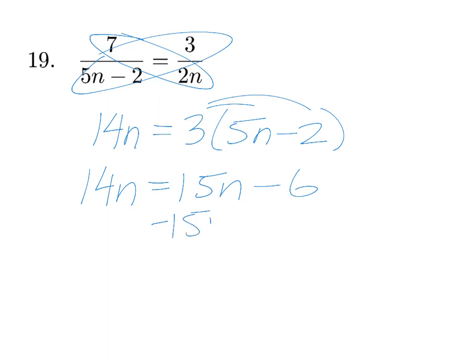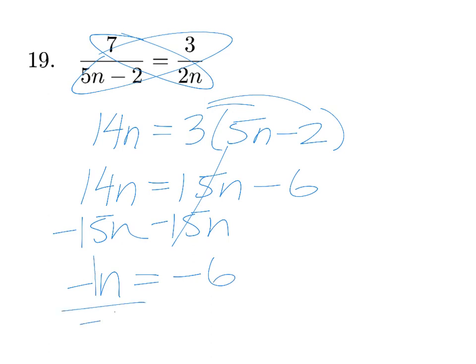Here I'll subtract 15n. I got negative n is equal to negative 6. Here I'll divide by negative 1. n is equal to 6. That's all there is to it.